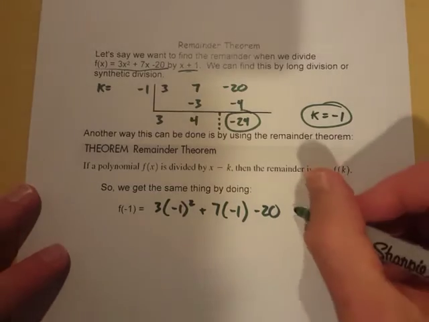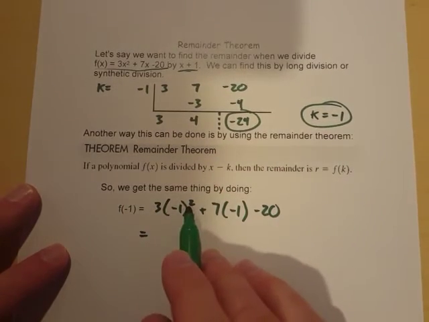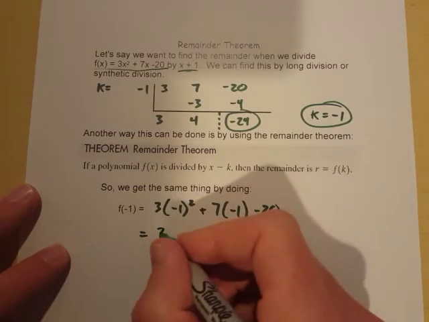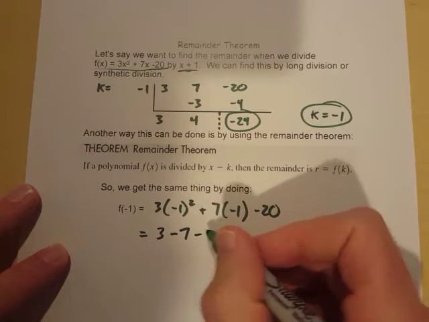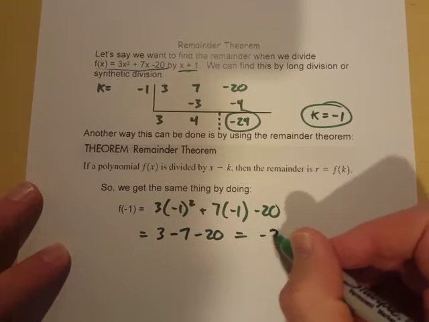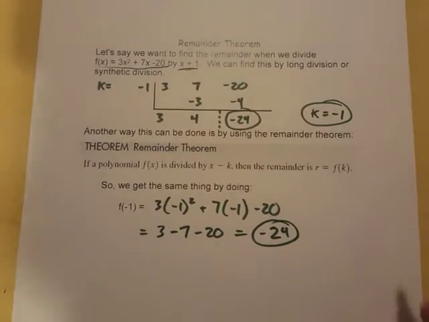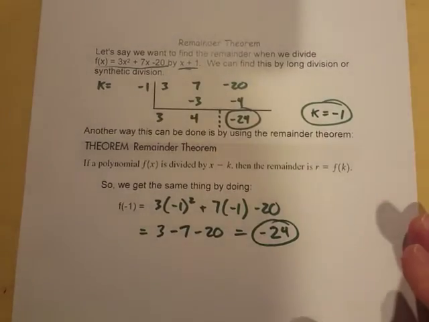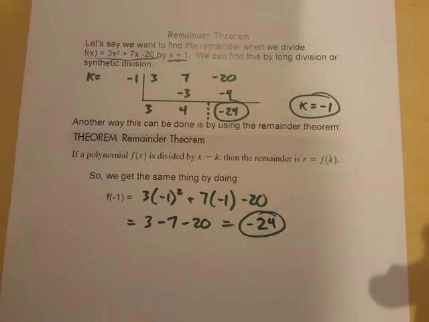All right, so that looks like we've got here negative 1 squared. That's 1 times 3 is 3. 7 times negative 1 is minus 7, and then minus 20. And lo and behold, we do actually get negative 24. So it's just this, be able to find the same thing, be able to find the remainder either way in this case. Now, you might be wondering, why would I want to do that?